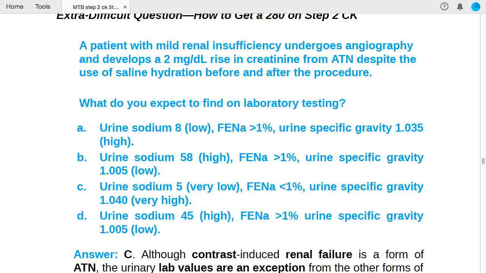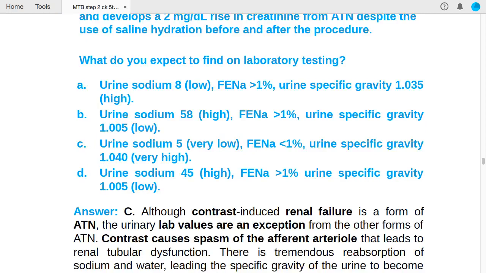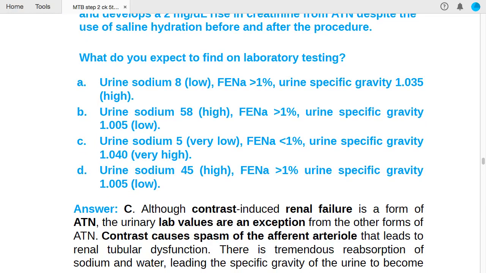That's why the blood urea nitrogen and creatinine levels are rising, a 2 mg rise in creatinine. Although contrast-induced renal failure is a form of ATN, the urinary lab values are an exception from the other forms of ATN. Contrast causes a spasm of the afferent artery that leads to renal tubular dysfunction. Now, this is the pathophysiology.